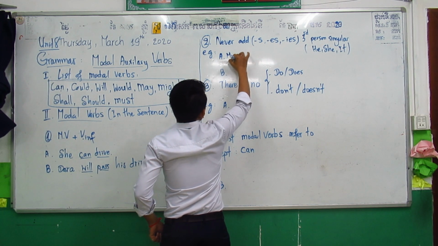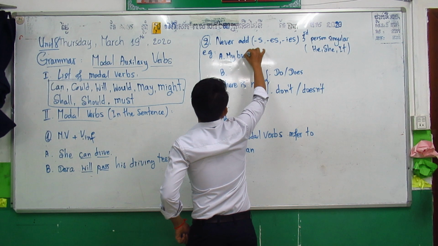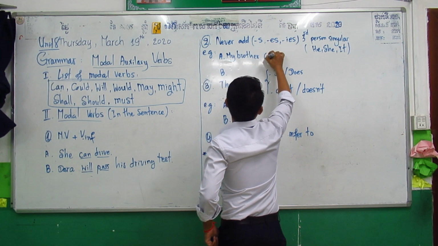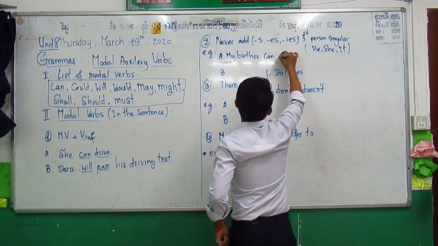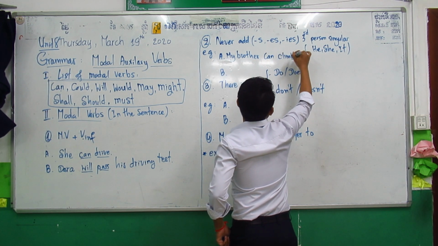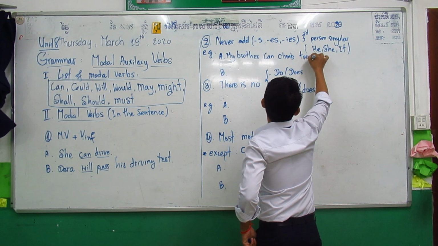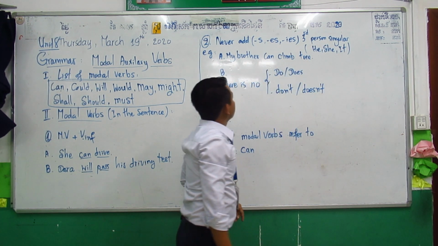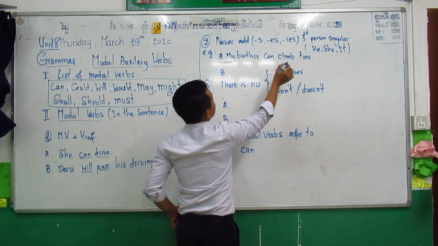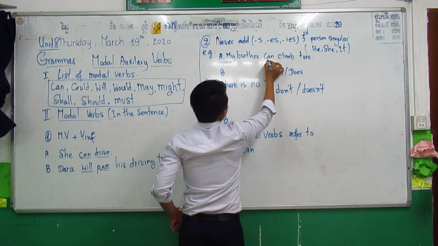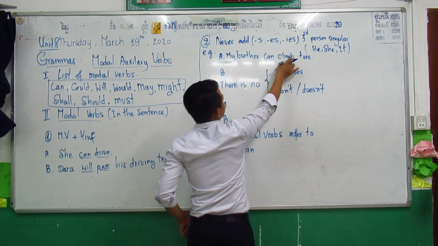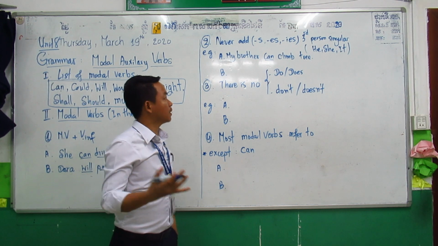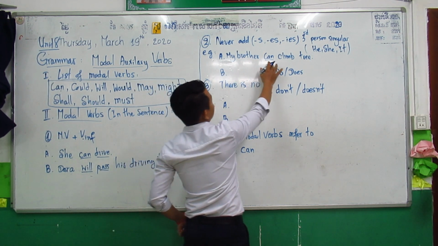my brother can climb trees. So my brother can climb trees. Okay. So look at this form. After the modal verb can, the verb keeps the same. It means base form, no adding s, right? My brother can climb trees.